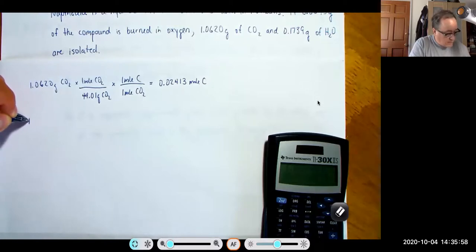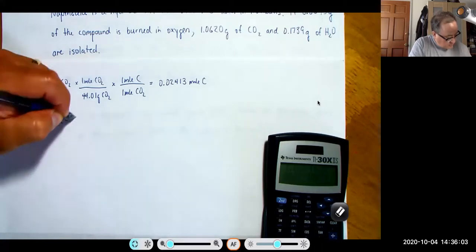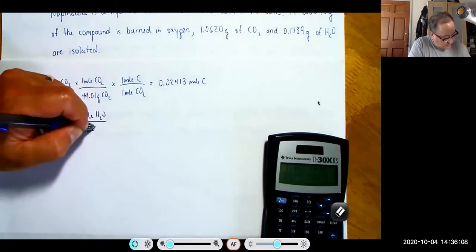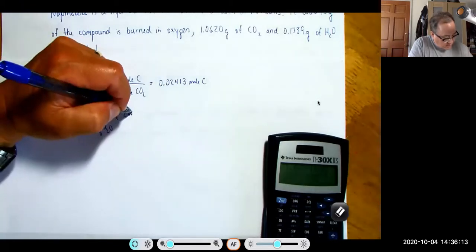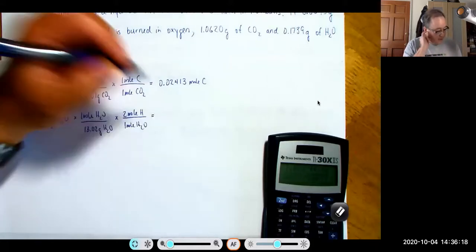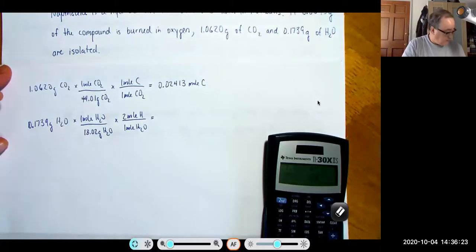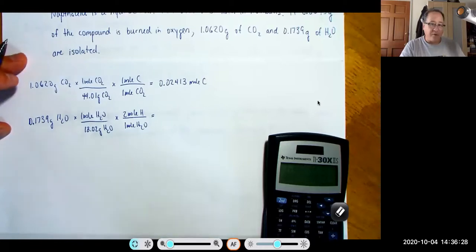So 0.1739 grams of H2O times 1 mole of H2O per 18.02 grams of H2O times 2 mole of hydrogen to 1 mole of H2O is equal to, and if you leave these calculations off of your exam, you're going to lose a lot of points. On the exams, the right answer is not what I'm looking for mostly. I'm looking for the ability to see how you're thinking. If I can't see how you're thinking, you're going to get very little credit.